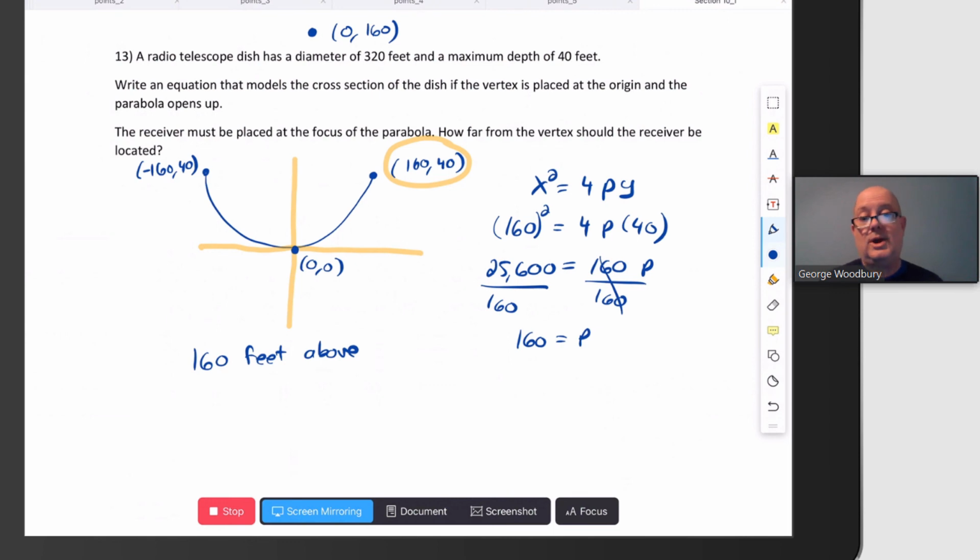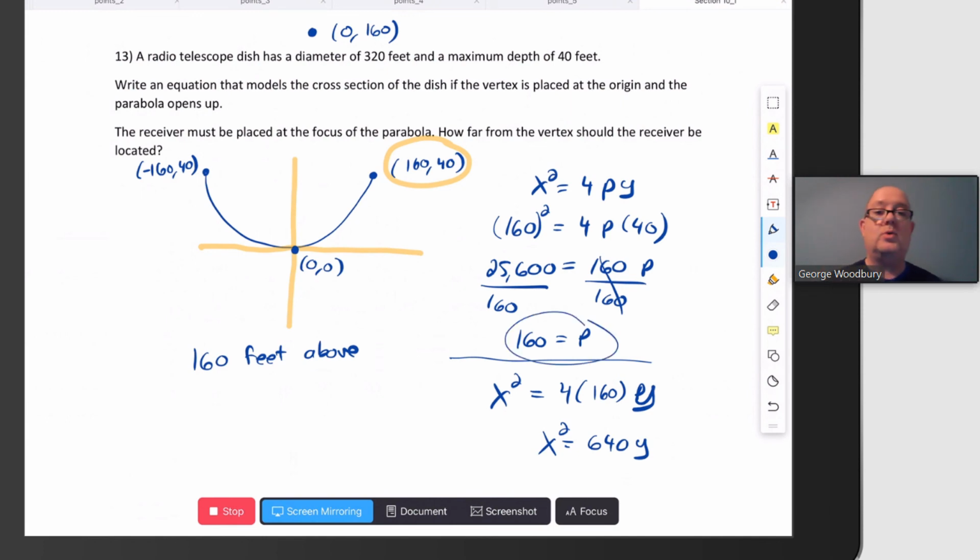Now, actually, the equation, I'm supposed to put the 160 back in for P. So the real equation is x squared equals 4 times 160 times y, or x squared equals 640y. But what I really needed was just the value of P.